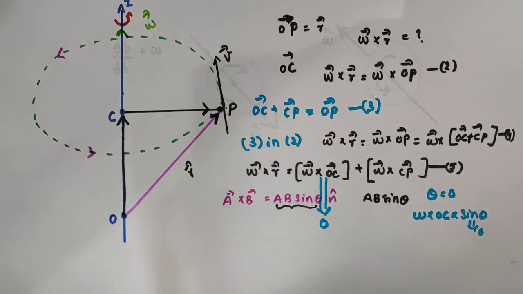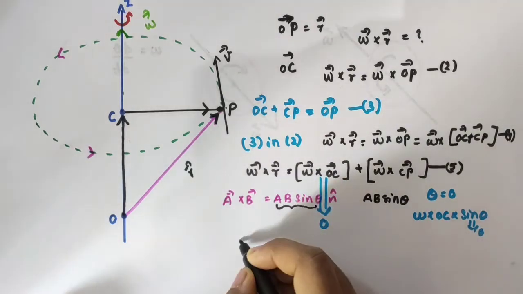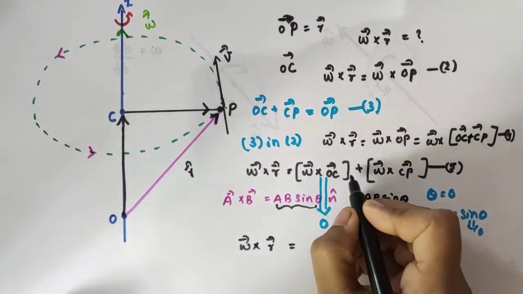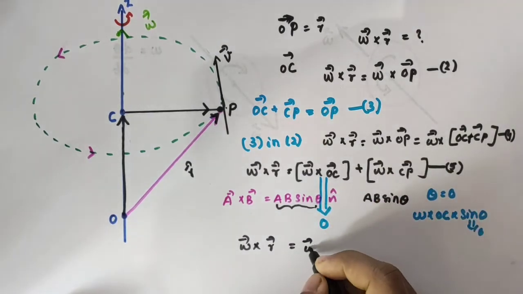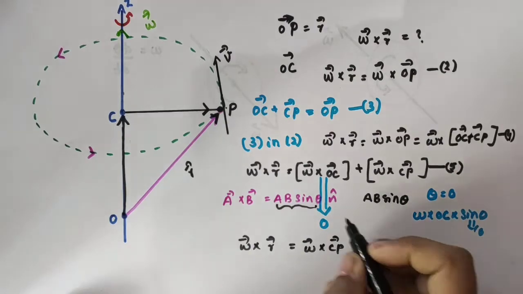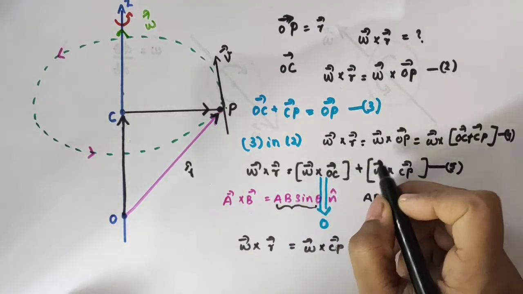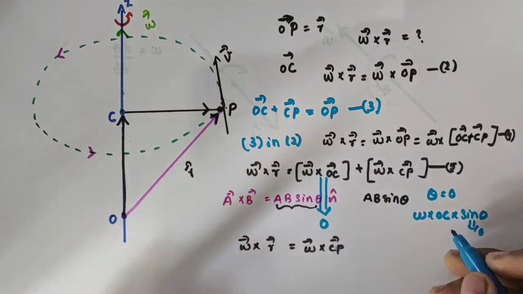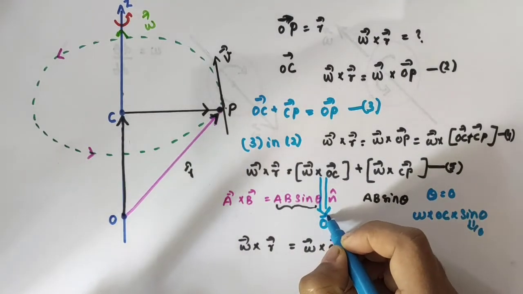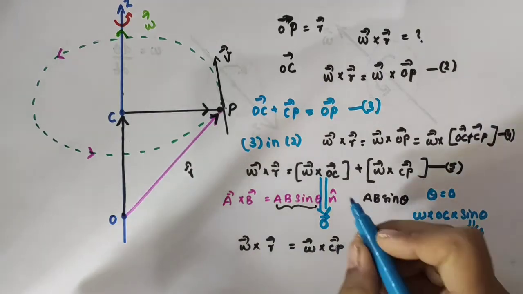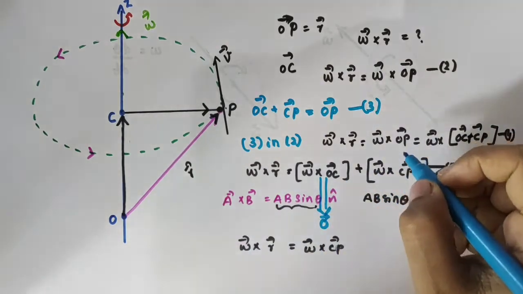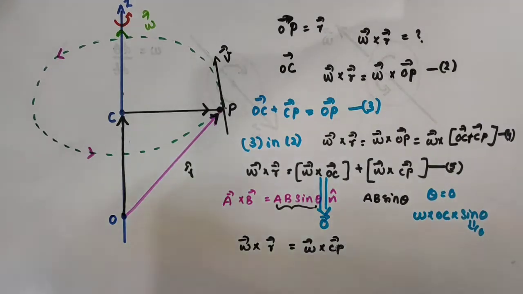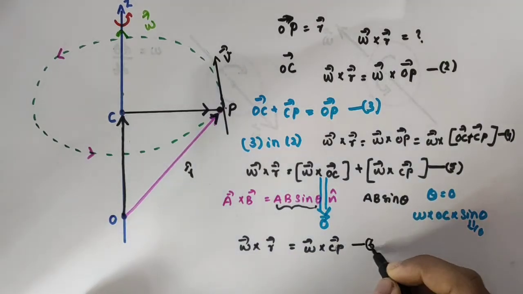So equation number 5 becomes vector omega cross vector R is equal to 0 plus vector omega cross vector CP. This vector omega cross vector OC becomes 0; its magnitude is 0, and when we write it in the vector form, it will be a null vector. Null vector plus any vector will give you the value of that vector itself. So we get vector omega cross vector CP, and I am taking this as equation number 6.